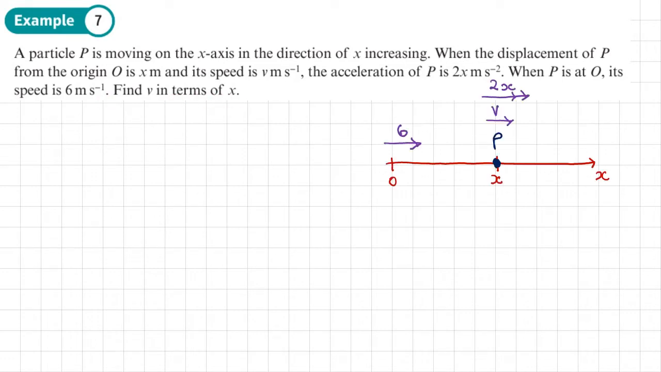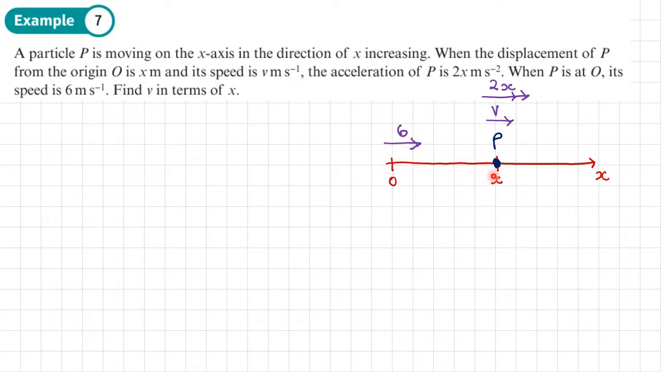Okay, so I've set out this information on a diagram here, and this will help make sure that I get the signs correct, because sometimes the acceleration is going in the opposite direction. That needs to be a negative, but I can see when P is at the origin, its velocity is 6, that's just marked there.